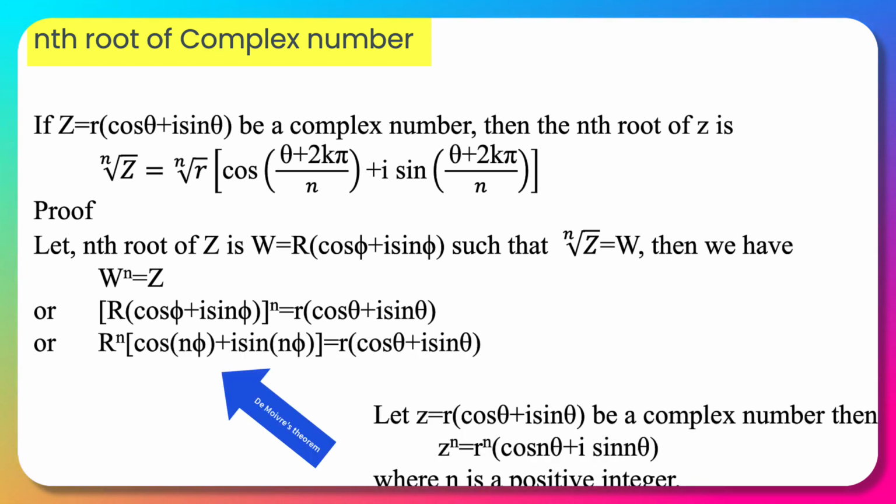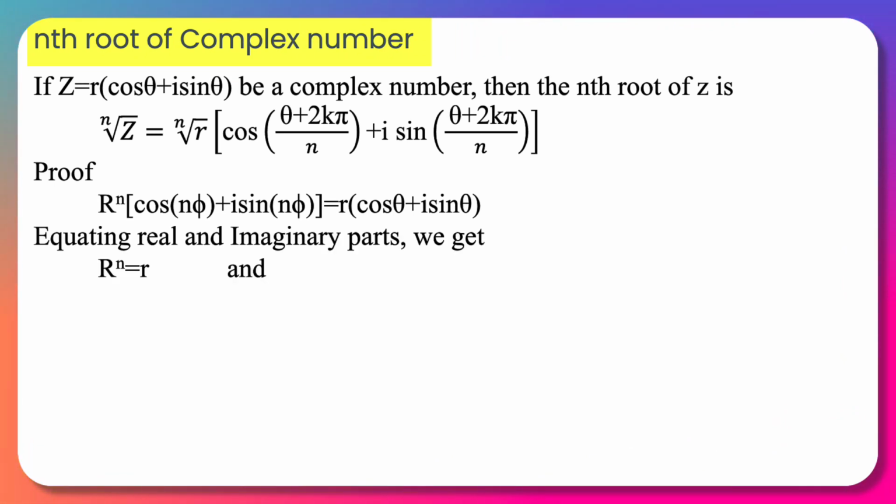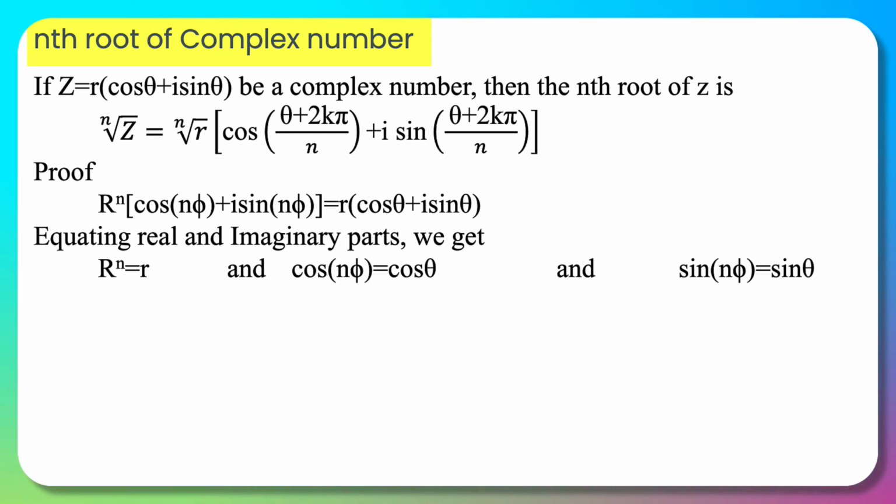As we know, if z is a complex number, then by de Moivre's theorem, z to the power n equals r to the power n times cos n theta plus i sin n theta, which we have applied here. Now, equating the real and imaginary parts separately, we get R to the power n equals r, cos n phi equals cos theta, and sin n phi equals sin theta.